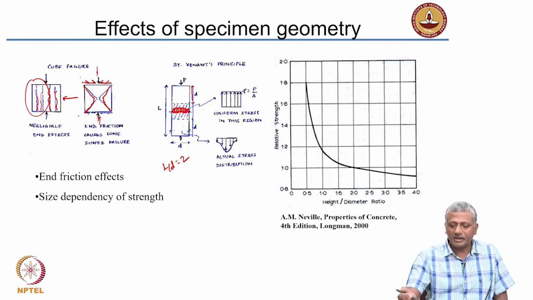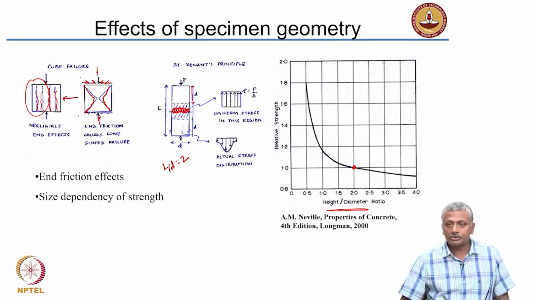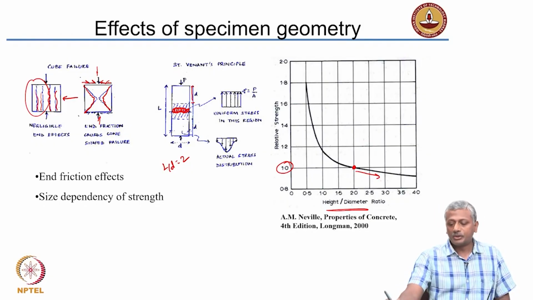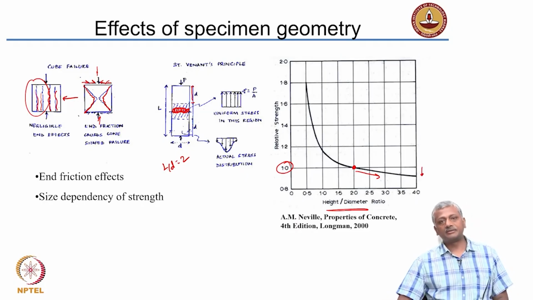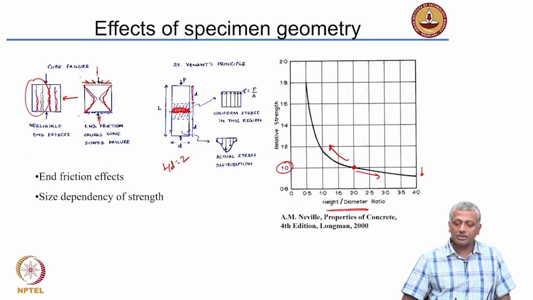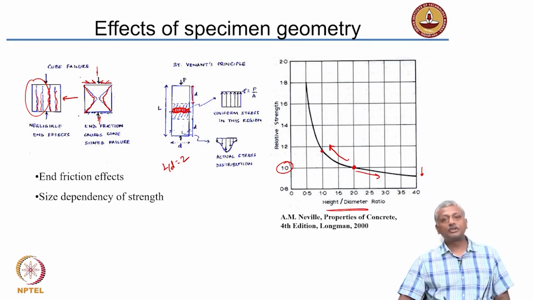Okay. The same concept can be understood by looking at what happens when you change the height to diameter ratio of a cylinder. As I said, our standard height to diameter ratio is 2, and that is where you get the true strength. What happens when you increase the height to diameter ratio? Usually you start reducing the strength. Okay. Not very significant, but yeah, you can reduce to about 10%. What happens when you reduce the height to diameter ratio? You get to a stage where, at height to diameter ratio of 1, you are at the level of the cube.